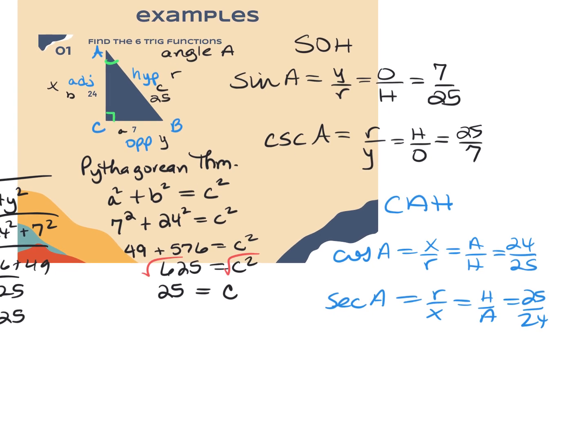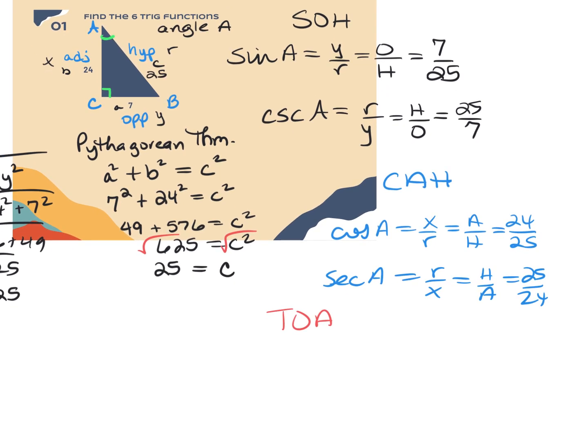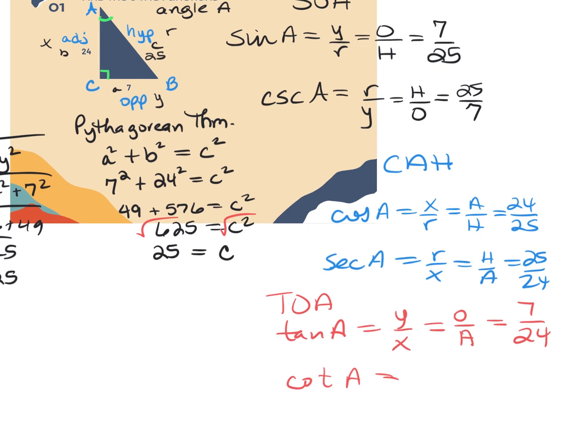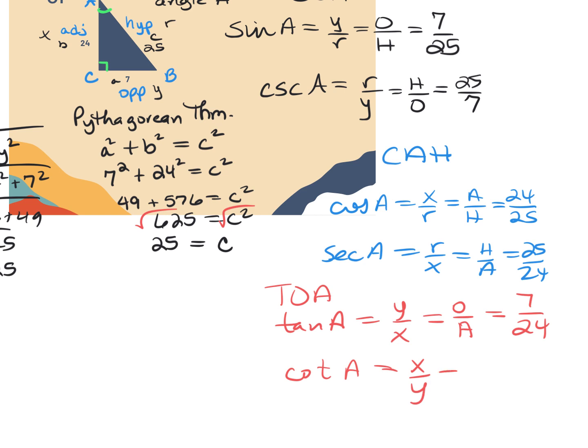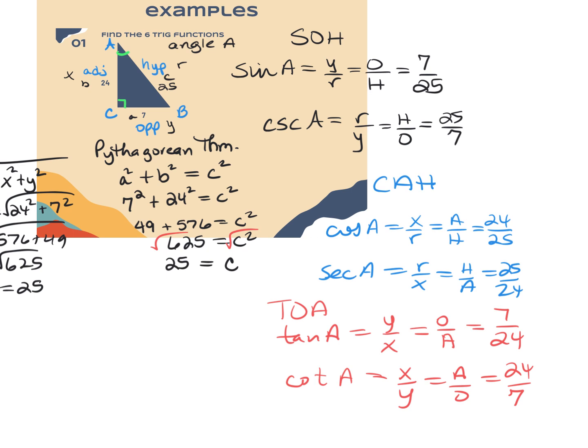And then lastly, the TOA. So that would be tangent. And that's going to be y over x, or if you're using TOA, opposite over adjacent. And again, fill it in, 7 over 24. Cotangent, its reciprocal. Flip it, x over y, adjacent over opposite, 24 over 7. So when they ask you to find the value of the 6 trig functions, this is all we're doing.